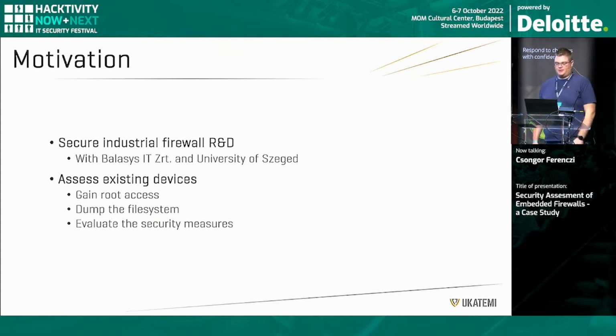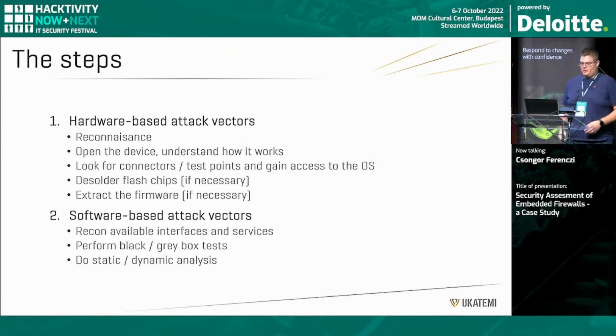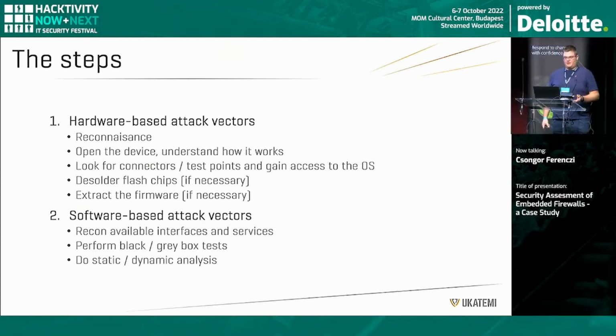So how are we trying to do this? Well, we usually divide the penetration test into two sections, a hardware and a software-based test. During the hardware pen test, we try to gather information about the device, then open it and analyze how it works. We usually look for connectors and test points which can give us low-level access to the operating system. And if it is necessary, we can also desolder the flash and dump or extract the firmware from it.